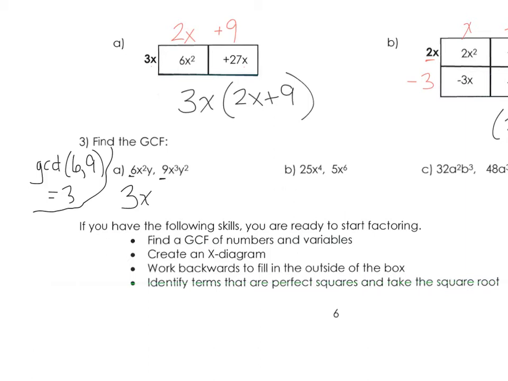Now, when it comes to the variables, if they both have the same letter or variable, then it definitely goes in our answer. And then we take the smaller of the two exponents. Okay? They both have x's. x squared is the smaller one. They both have y's. y to the first is the smaller one.